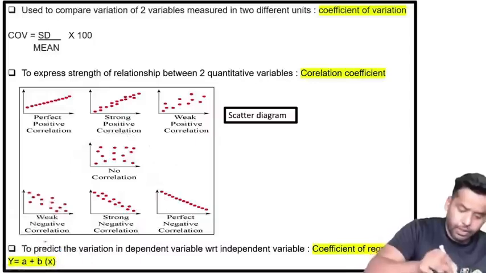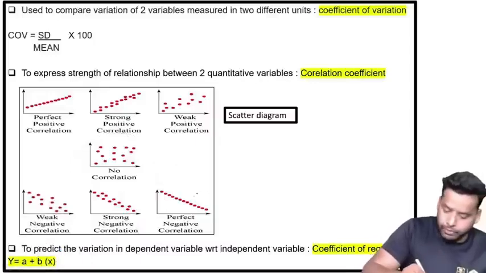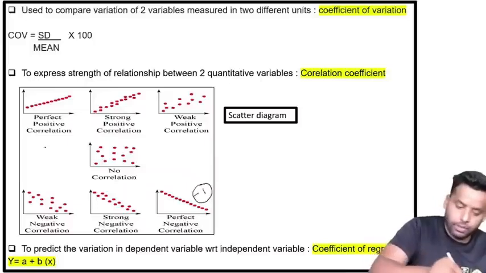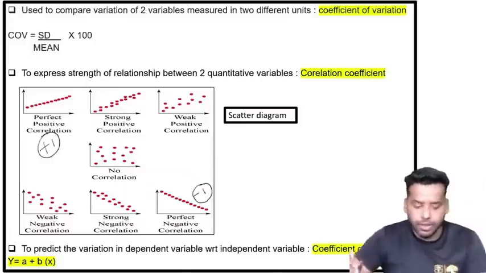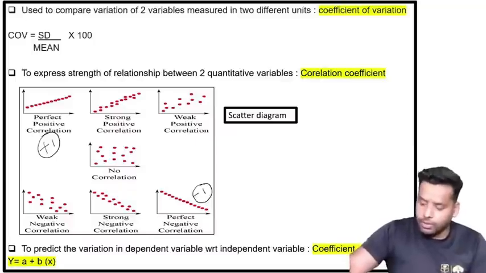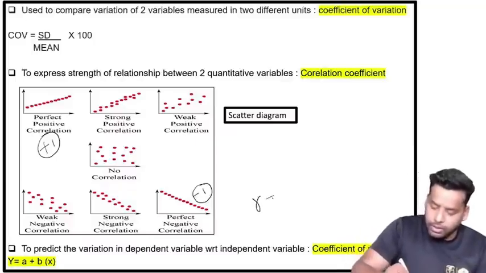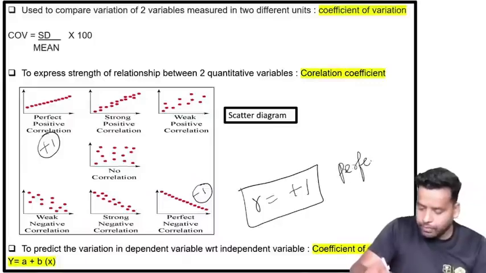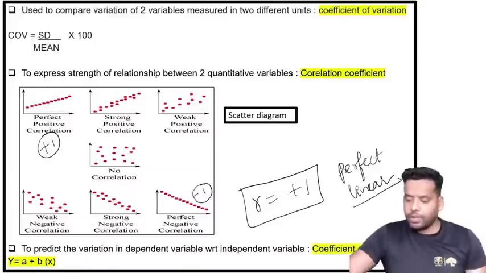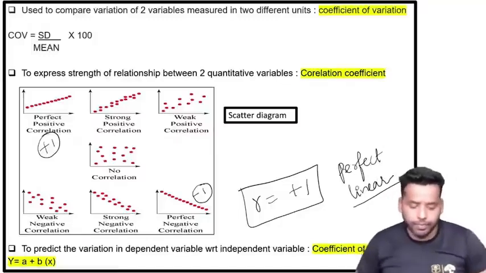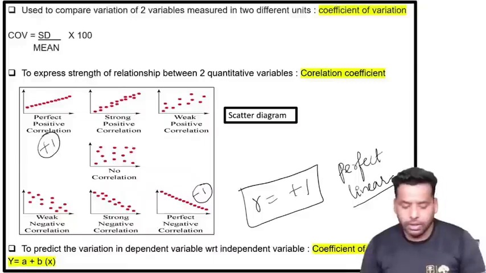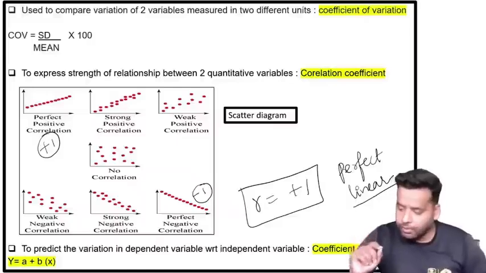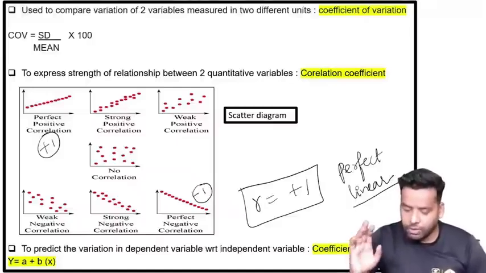If it is -1, means perfect linear negative correlation. If it is +1, means perfect linear positive correlation. Now tell me, r is equal to +1 means what? Perfect linear positive correlation. Repeat my words. r is equal to plus 1 means perfect linear positive correlation. See the words properly. They will ask this question.